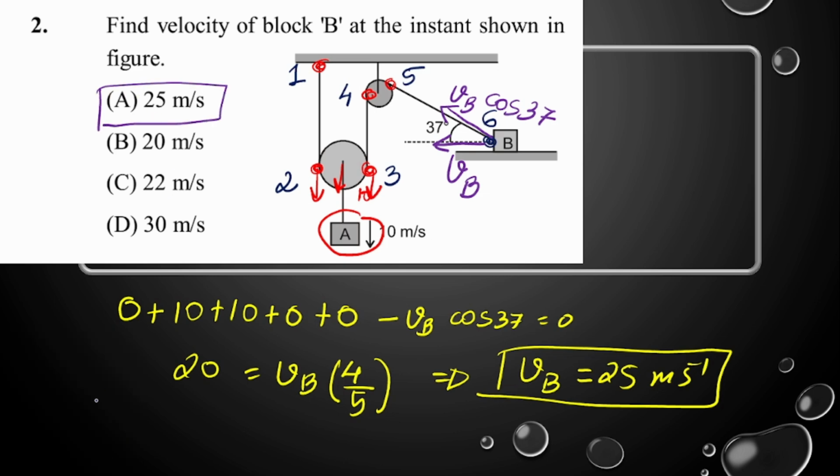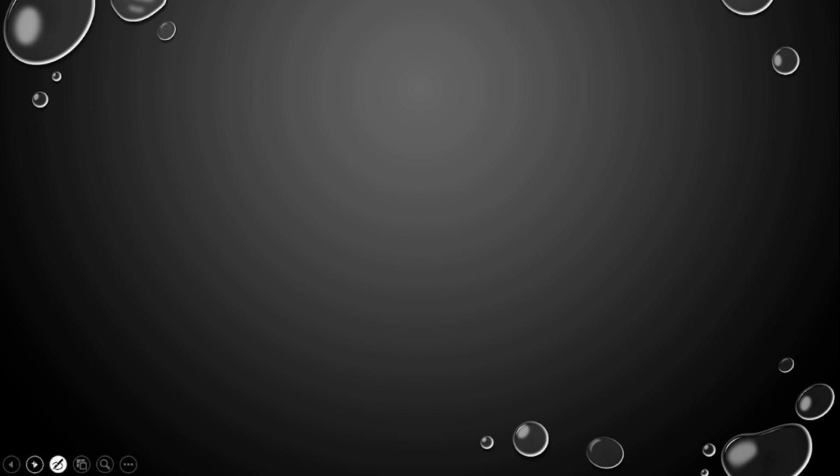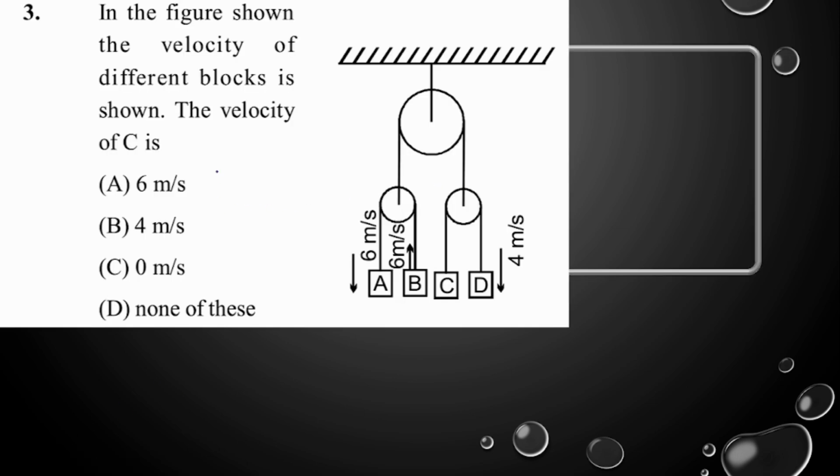This is our answer. Next question is, questions are easier as I said. Find the velocities. Find only the velocity of C. As you can see, block A is moving downward with 6 meters per second and block B is moving upward with velocity 6 meters per second, which means the velocity of this string must be 0 meters per second, because this thing we have witnessed in the fixed pulley.